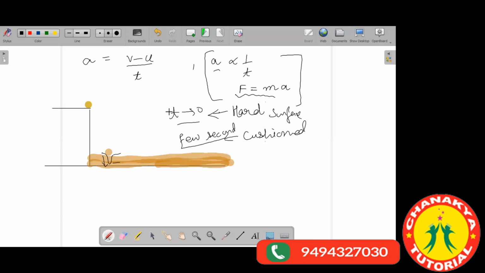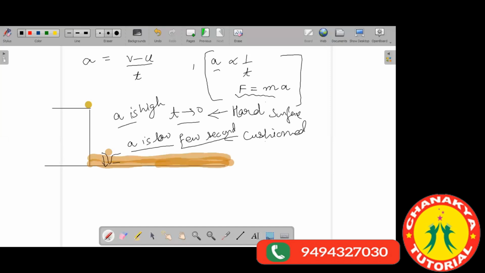So the difference in these two cases is that here acceleration is high. Why is acceleration high? Because it takes a very small time to stop. And in this case, acceleration is low. If you are falling on a cushioned surface, acceleration is low. If you are falling on a hard surface, acceleration is high.